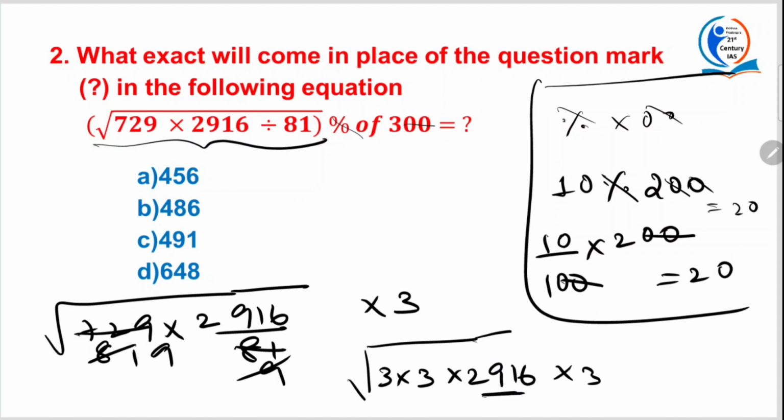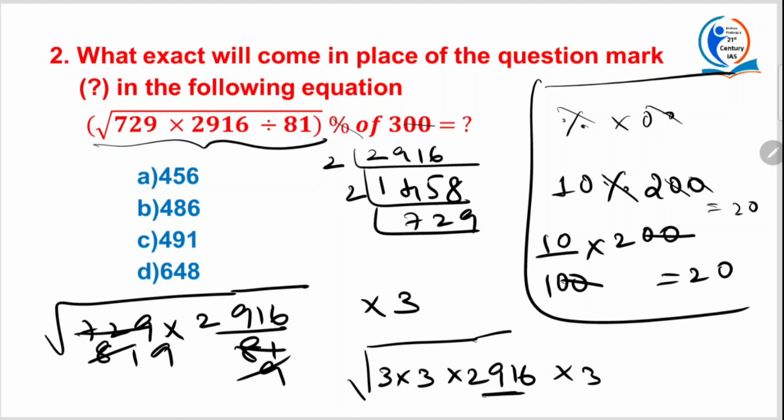Now 2916, is it a perfect square or not? We do not know. So when you do not know, what will you do? You will do factorization. Okay, 2916. See, 3 also you can take. Here I have taken 2. 2, 7, 29. Okay, and now directly 9 you can take because the digits are divisible.